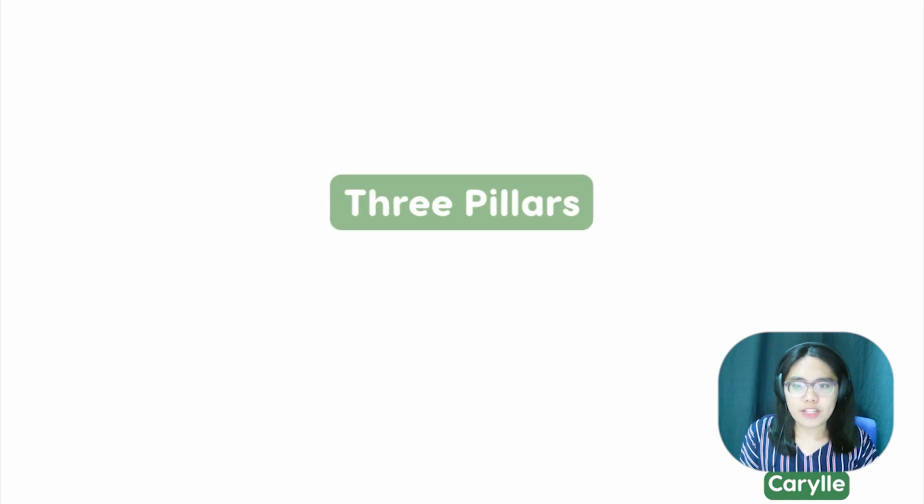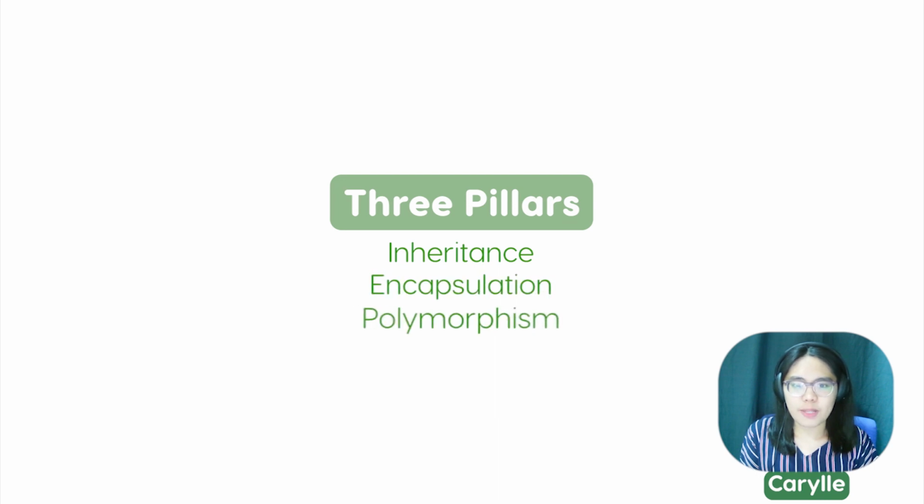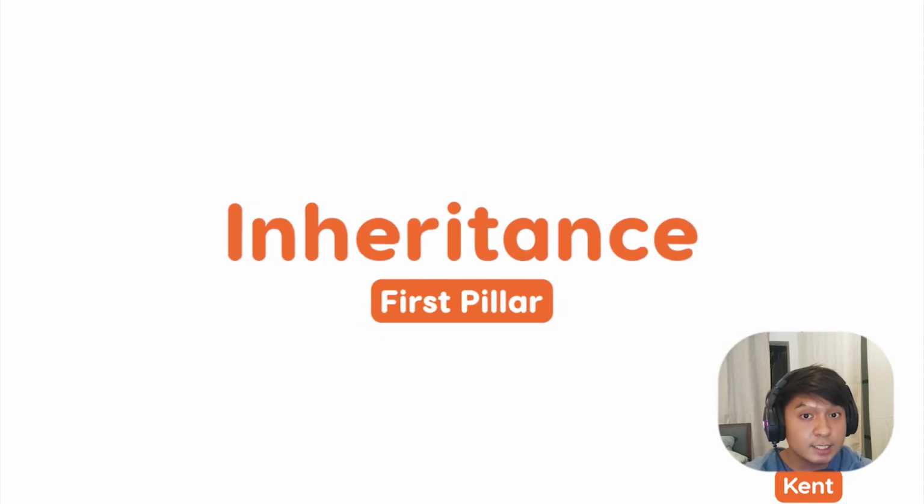Alright, we've gone through the cornerstones of OOP. We will now look over its three pillars or principles, which are inheritance, encapsulation, and polymorphism. The stage is yours, Ken. Thanks, girl. Now, let's look at the first pillar known as inheritance.